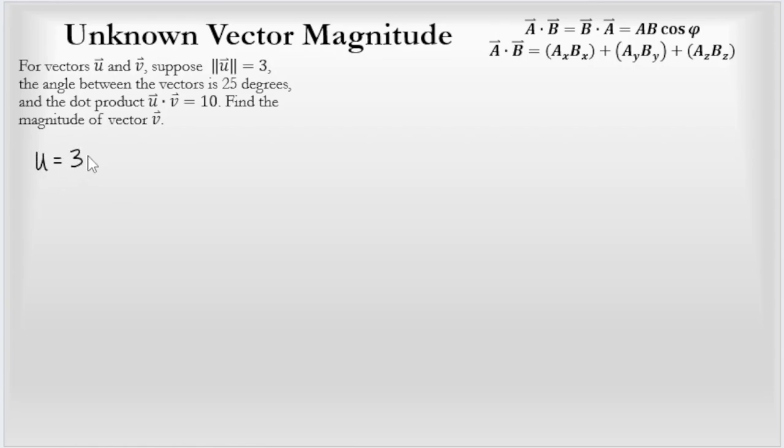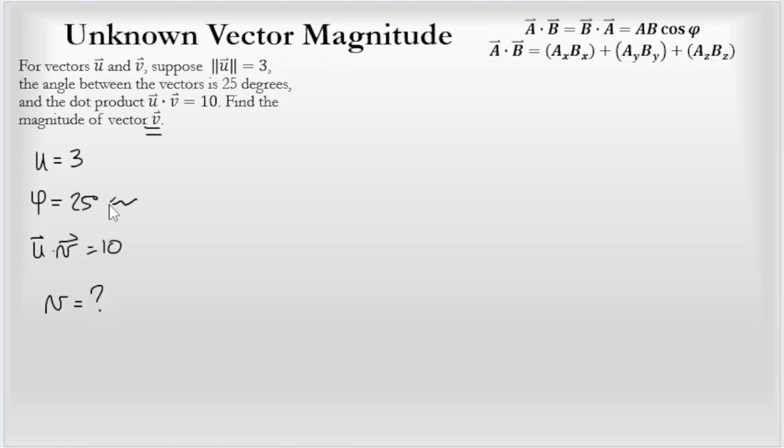U equals 3. I don't write the bars and the vector over it, I just simplified it and write u equals 3. The angle between the vectors is 25 degrees, so I can write that out, 25 degrees. And they give me the value of the dot product, equals 10. It says find the magnitude of vector v. So they want to know what v is.